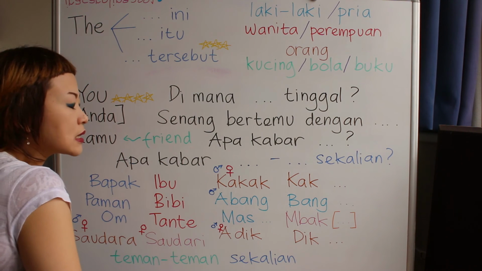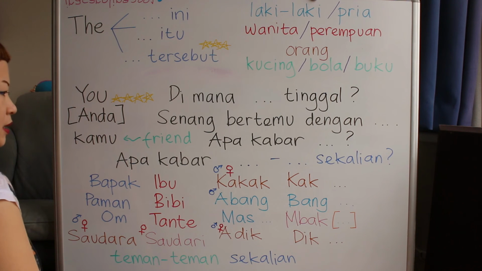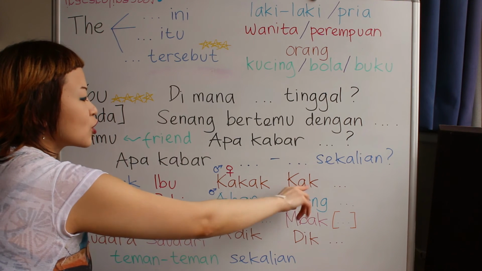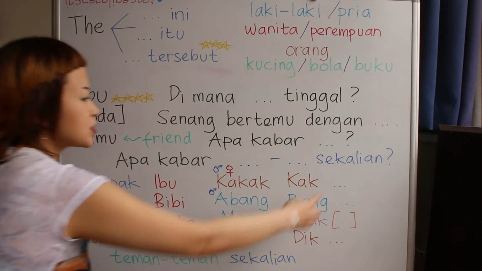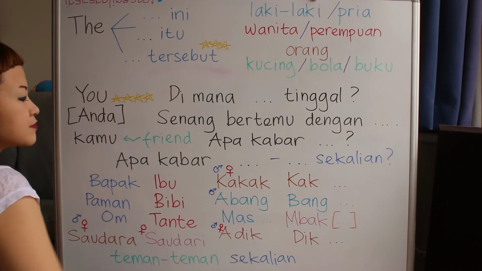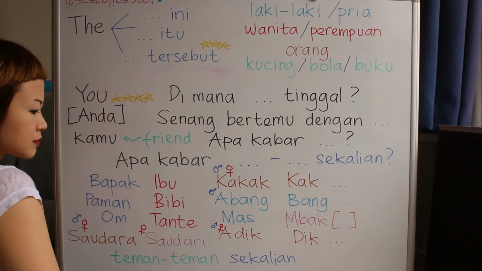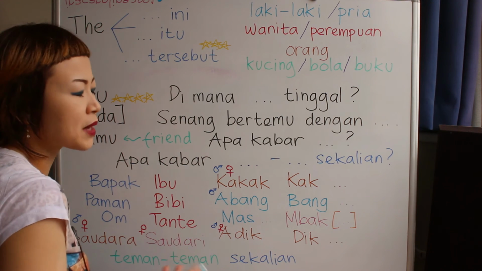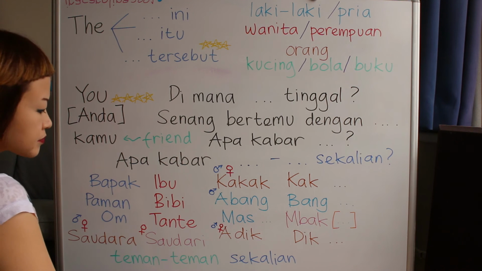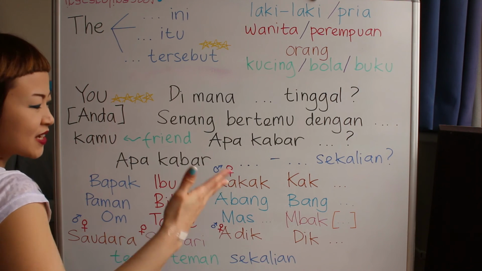We call them kakak or kak, and then the name. Kakak is for male and female, kak Ira. You put the name here. For male, you can also use abang, for an older person, 1 month, 4 months, 5 months, or even 5 years, 20 years, but not old enough to be called with the other terms. Or bang, and then the name, Bang Ari.